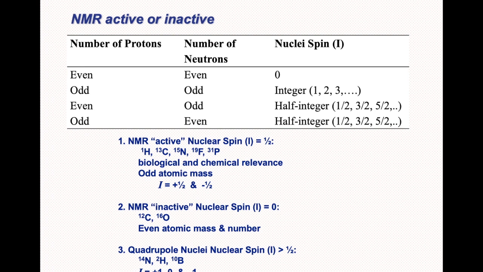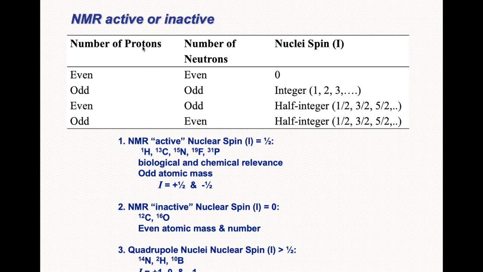Now again I have another question. How do I know whether a particular nucleus is spin active or not? Because in the periodic table we have more than 110 elements, and how do I remember the spin numbers of the atomic nuclei? It's really a tedious job. Well, there is a thumb rule, and the thumb rule is basically showcased in this table.